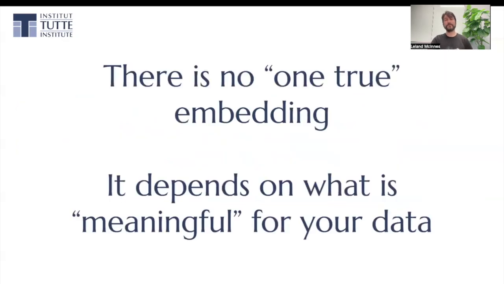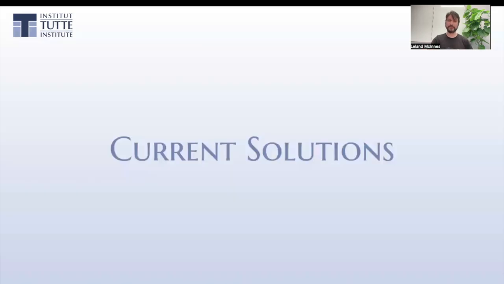But there's no one true embedding. It depends on what meaningful means for your data. So we're going to have to explore a lot of different ways, even if we have a good text embedding. That might be with respect to one thing. We want the ability to have different notions for text about what it means to be close.